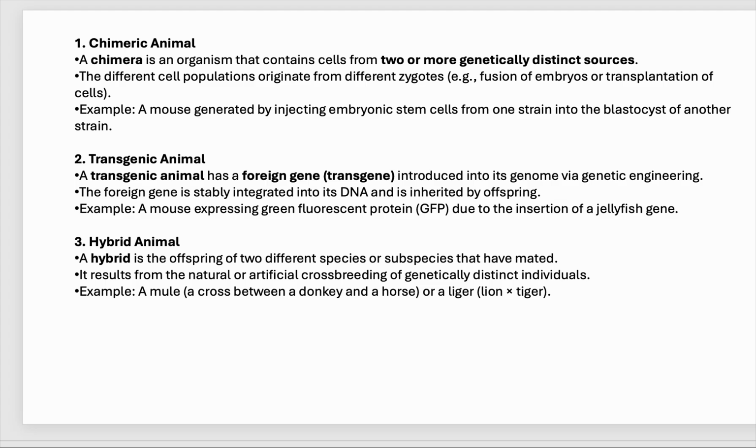They don't belong to one specific subspecies or species. So it's a result of either natural crossbreeding or artificial crossbreeding of two genetically distinct individuals, like a mule, that's a cross between a donkey and a horse, and a liger, that's a cross between a lion and a tiger.